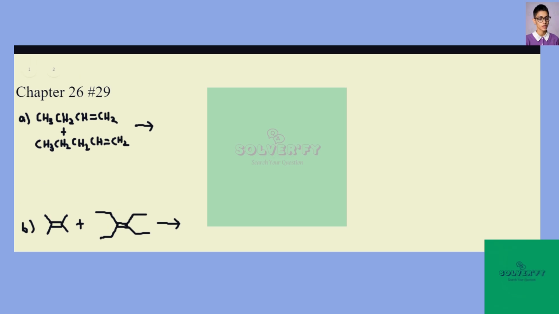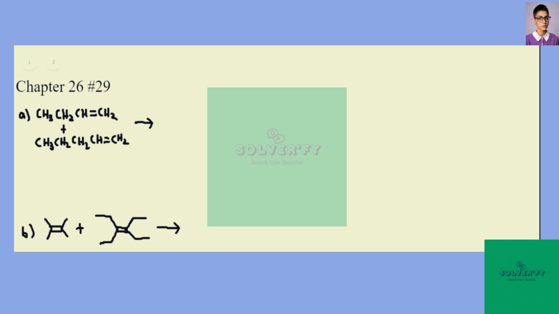This is the answer to chapter 26, problem number 29 from the Smith Organic Chemistry textbook. This problem talks about conducting metathesis reactions with two different alkenes. Okay, so basically we're asked to draw all the possible metathesis products and then discuss when this would be synthetically useful and when it would not.